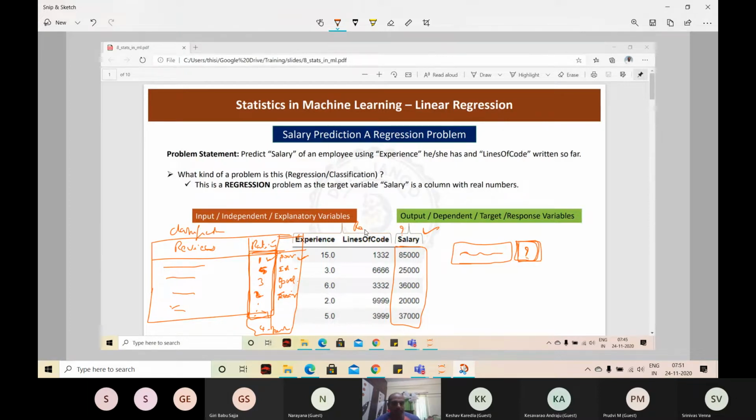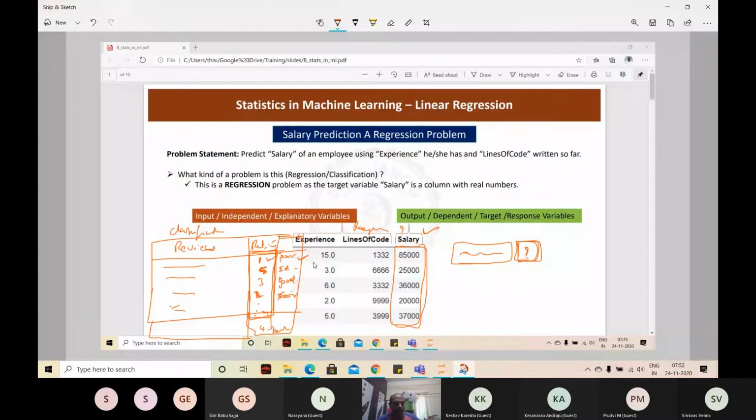Okay, this is a regression problem. Very simple. You look at the Y value and decide whether it is a regression problem or classification problem. No need to look into the coefficients or whether most of the data is text or not. It's not going to decide. The Y variable decides whether the problem is a classification problem or a regression problem. Got it? Yes, sir.